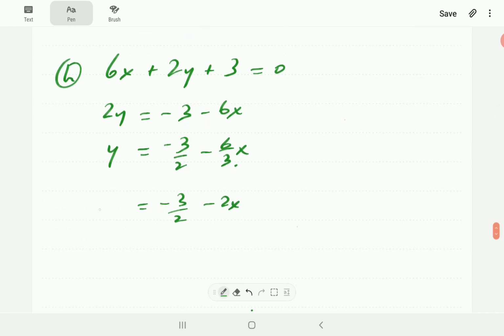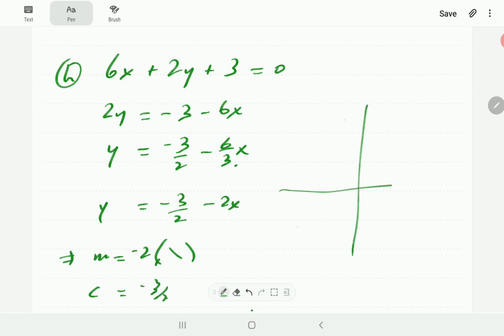So this is telling us that m is minus 2, which is telling us that the line is downsloping. C is minus 3 halves. So this line crosses the vertical axis below the origin at 0, minus 3 halves. So it's downsloping as well. So this line is going to look something like that.